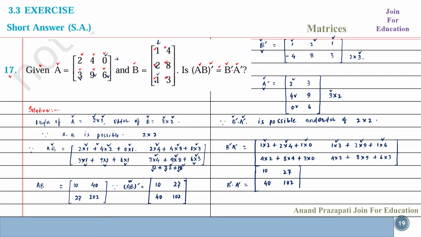So the transpose of B into the transpose of A equal to 10, 27, 40, 102, which is equal to the transpose of AB. So from the working it is clear that, therefore, we can write here the transpose of AB equal to the transpose of B into the transpose of A.